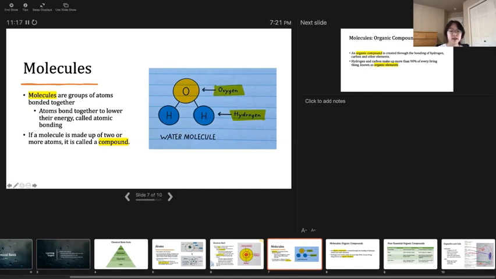Like I said before, the water molecule has 2 hydrogen atoms and 1 oxygen atom in it that are stuck together like Legos. And that's kind of how it works. That's why the abbreviation for water is H2O, because there are 2 hydrogen atoms and 1 oxygen atom.